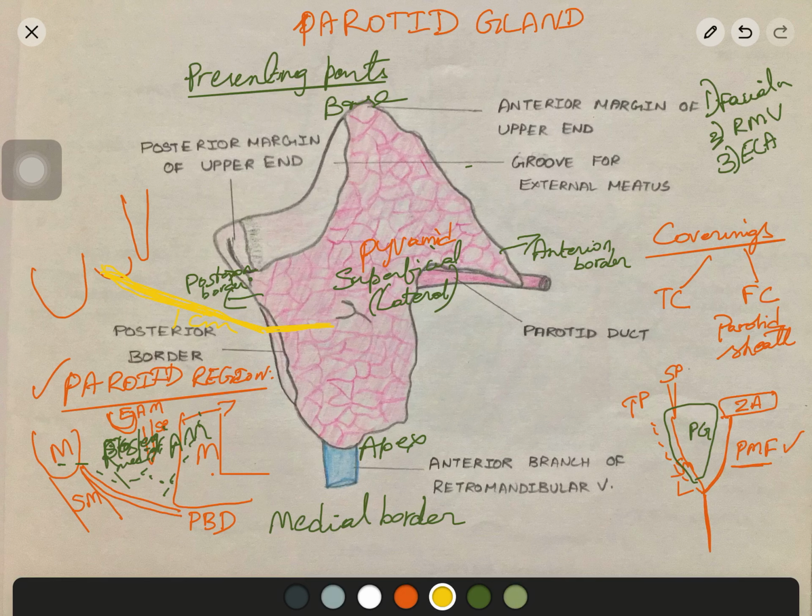Within the gland, the nerve runs for another 1 centimeter. Then it divides into two trunks, temporofacial and cervicofacial. This is the temporofacial and this is the cervicofacial trunk. The temporofacial turns abruptly upward and divides into the temporal branch and the zygomatic branch. The cervicofacial passes downward and forward and divides into buccal. So this is the cervicofacial.